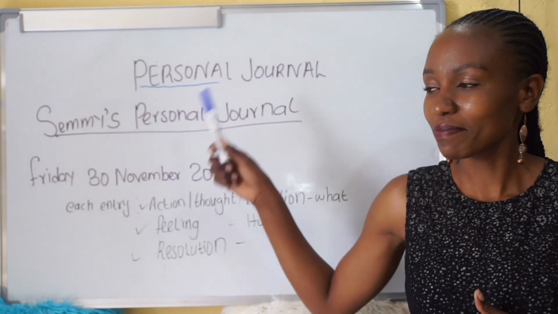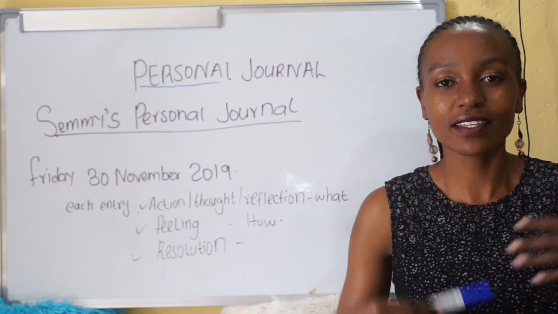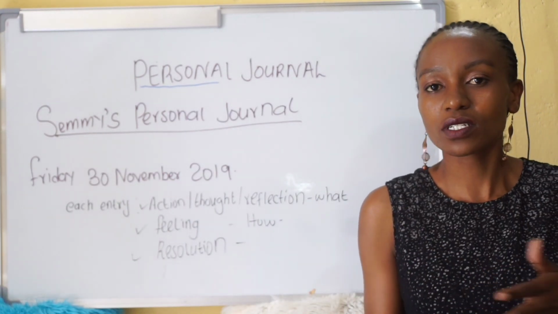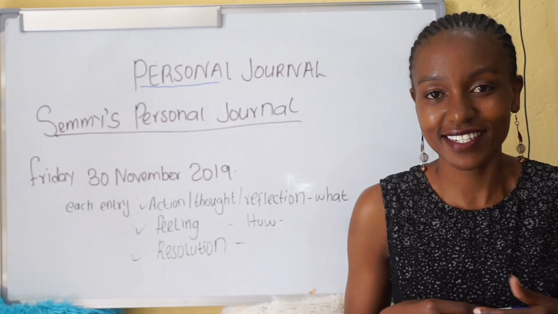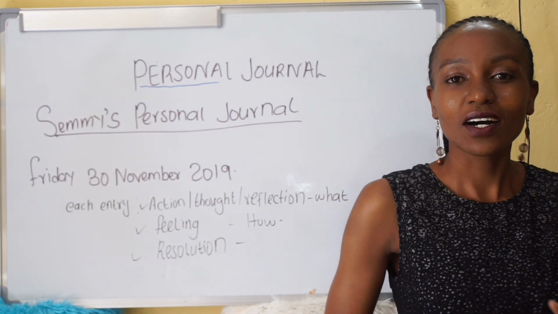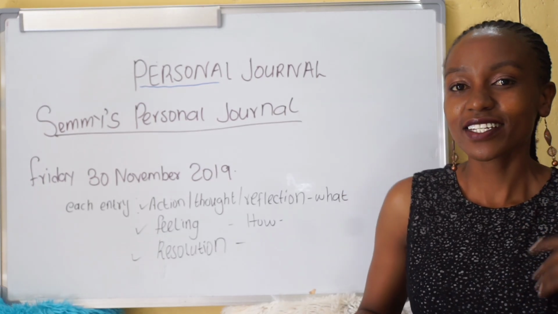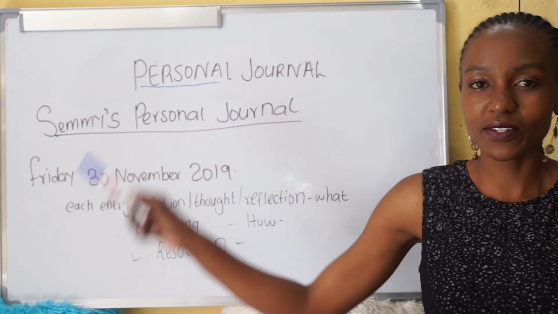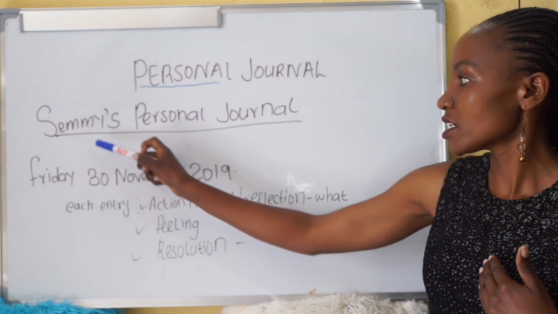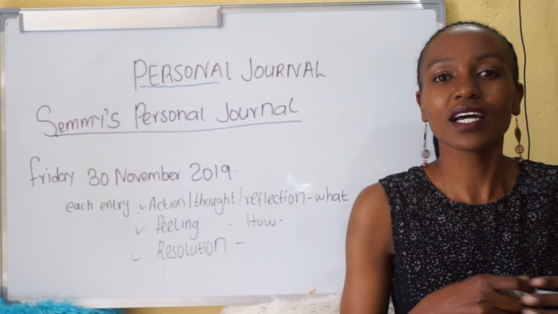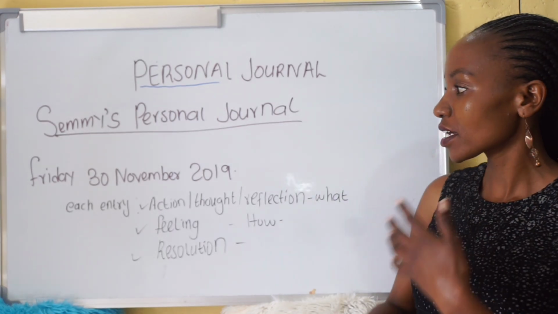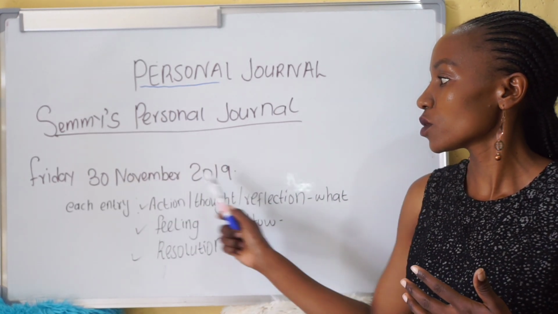Unlike the diary, a personal journal is written after the event. So we're not going to use the future tense, rather we're going to use the past tense. And we have the format of a personal journal. First, you're going to give us the title. It could be My Personal Journal. For me, I can have my title as Semi's Personal Journal. That is my title.